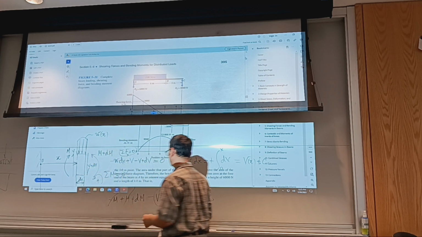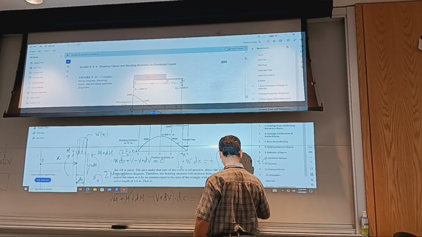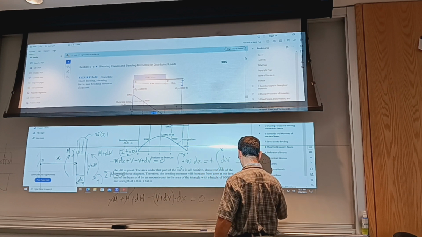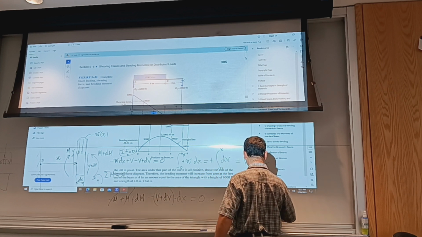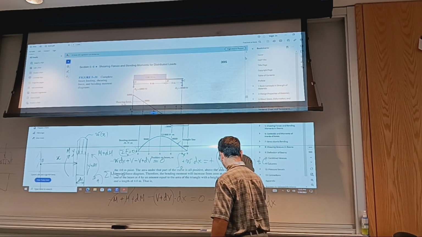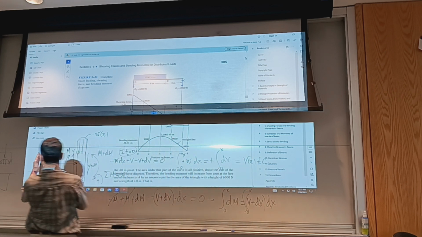Yeah, this was supposed to be plus. Okay, so I have dM now equals, move this piece to the other side, V plus dV dx. Okay, and then take the integral from 0 to a current position. Again, if you want to draw the diagram.